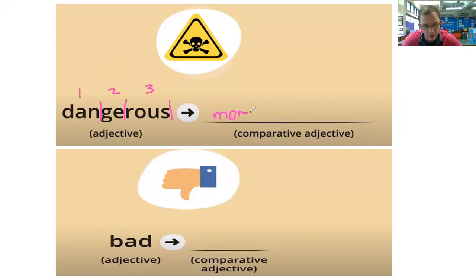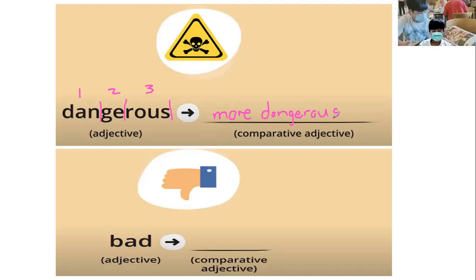That is more dangerous, because it has more than 2 syllables. We use the word more in front of the adjective, unless the word ends with a Y. If the word ends with a Y, we replace it with I-E-R. Okay. And then the next one is also an exception.